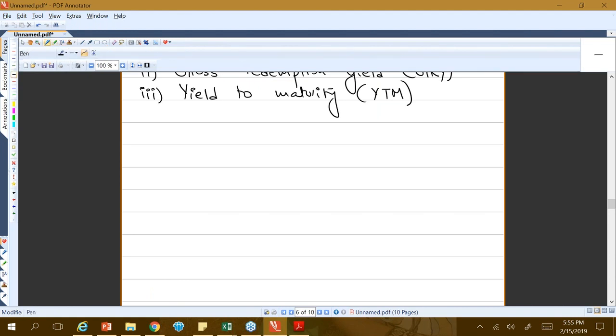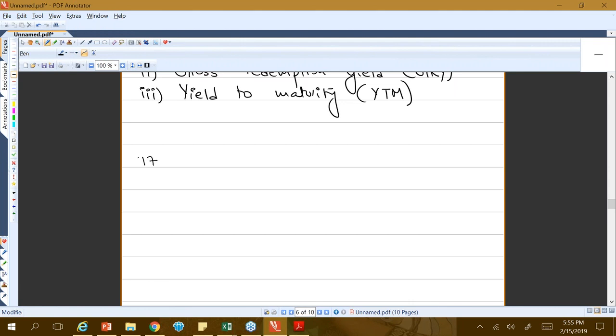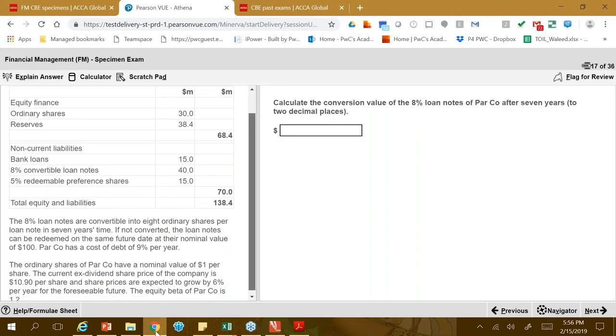Question number 17. We are trying to find out the conversion value, which is the number of shares into the future share price. How do you find the future share price? The future share price is the current share price into 1 plus the growth to the power of n, which is the number of years, and that gives you the future share price.